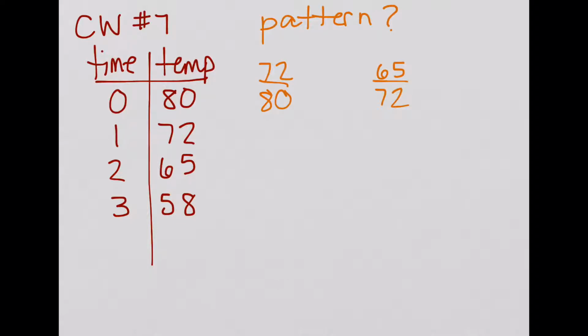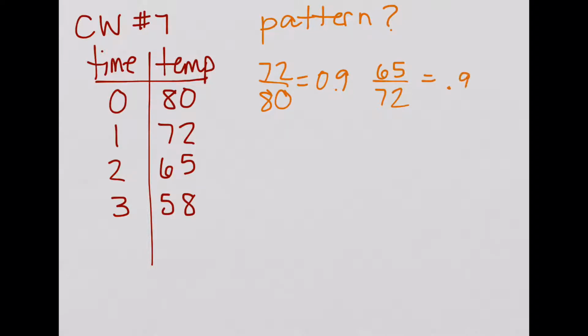So 72 divided by 80 equals exactly 0.9. Hey, that sounds decent for a growth factor, or decay factor actually. Let's check 65 divided by 72. Well, that's not the exact same thing.